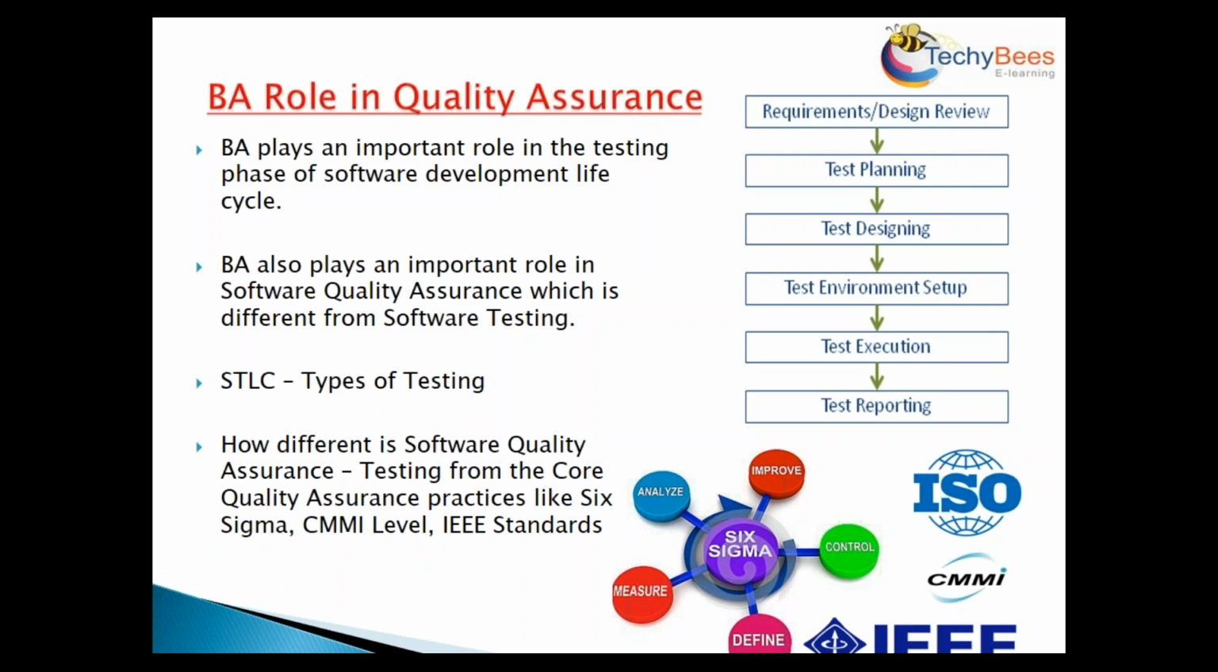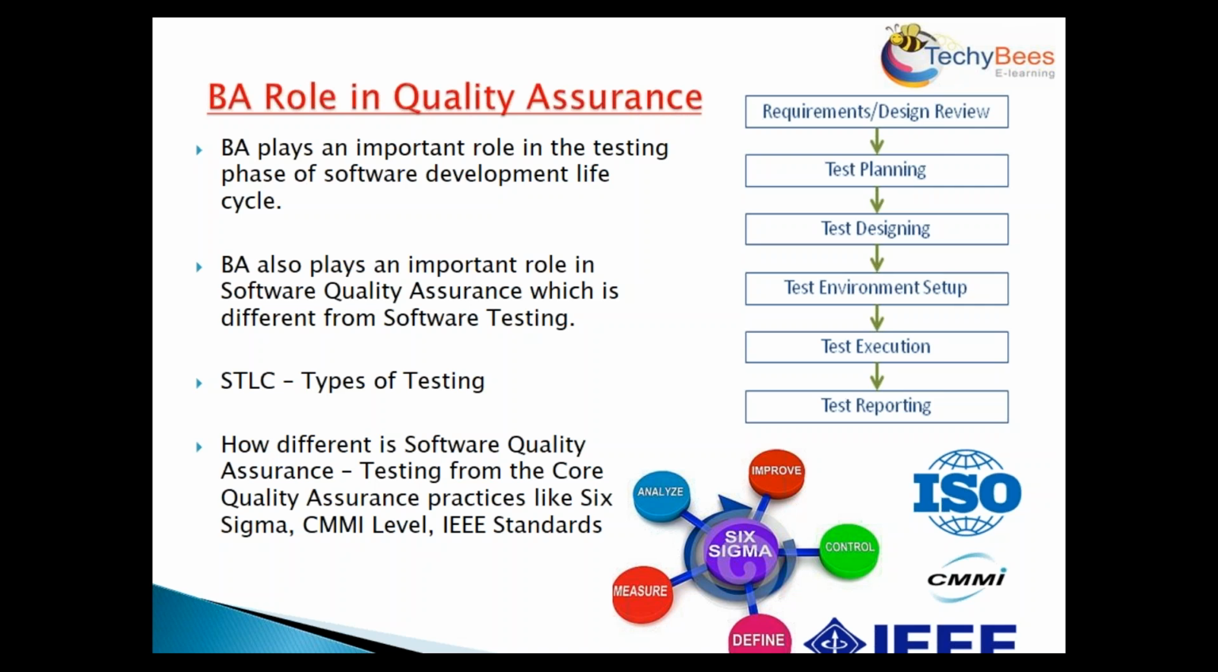Next, there is another group within this quality assurance. So what are they called? They are called the core quality assurance group. How different are they from testing? They will not do any product testing. They will not test any software. The core quality assurance team is responsible for implementing ISO standard, CMMI standard, IEEE standard, and Six Sigma to bring about process improvement and IT improvement.